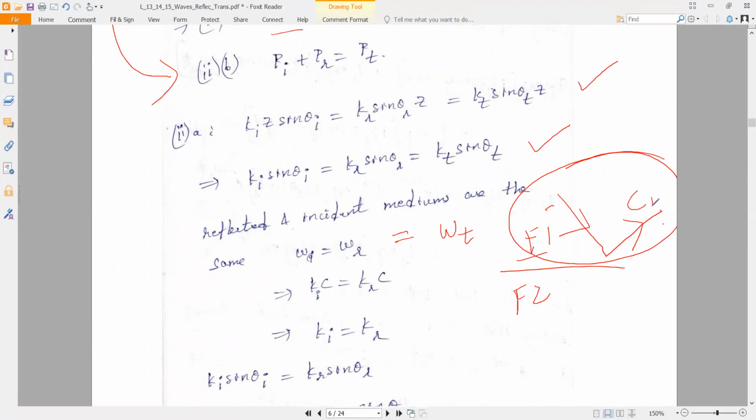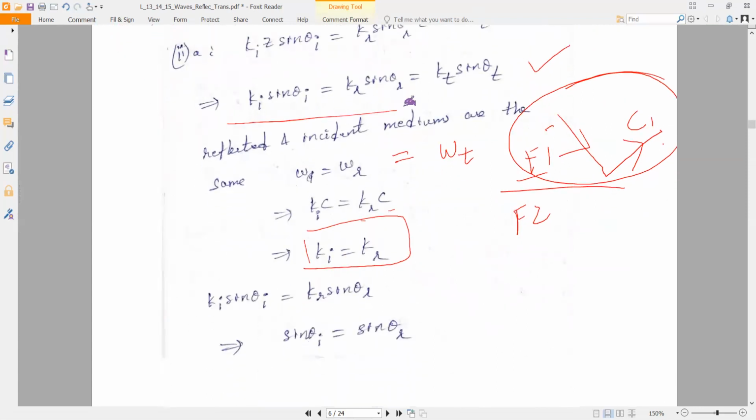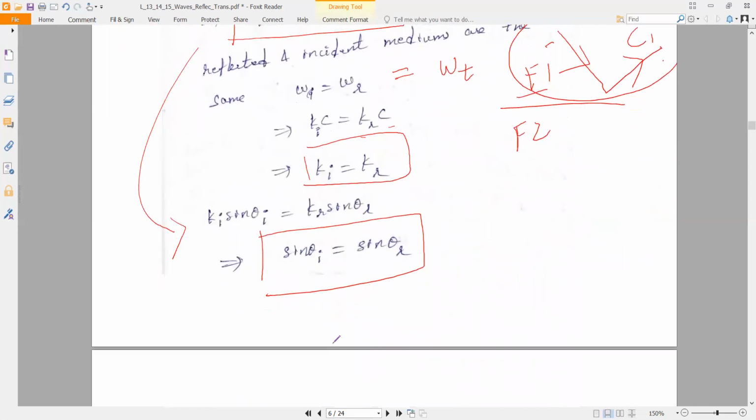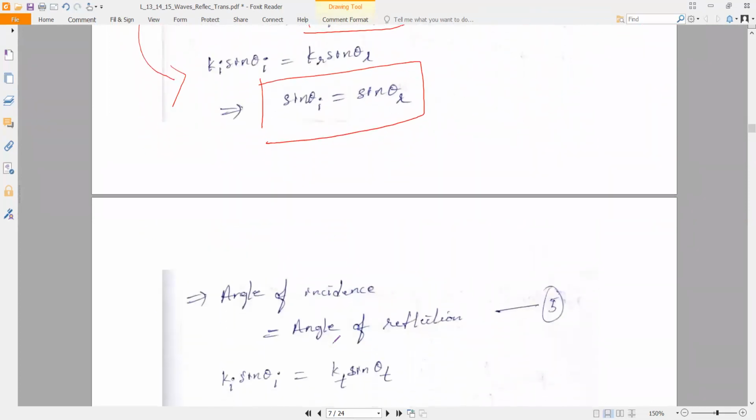So I know omega is the same as omega r, which means k incident times phase velocity is the same as k reflected times phase velocity. Since it is the same medium, we will have Ki is the same as Kr. Since Ki is the same as Kr, if I use the first two expressions and equate them, since they are already equated, and I set Ki equal to Kr, I will get what is commonly referred to as sin theta is sin r, otherwise called angle of incidence is angle of reflection. This is something which you have been learning as a prescription, but now you know the proof of it.